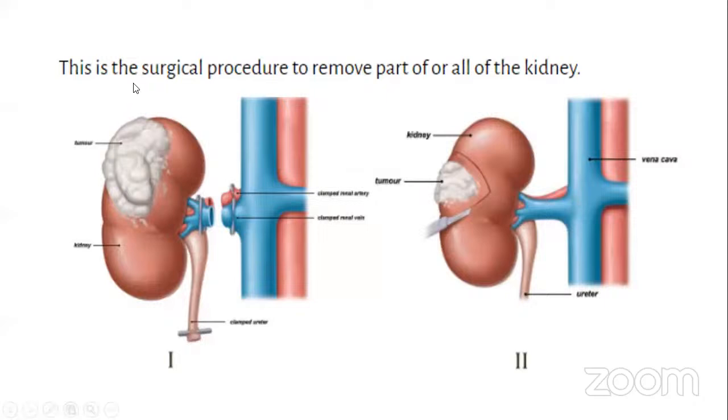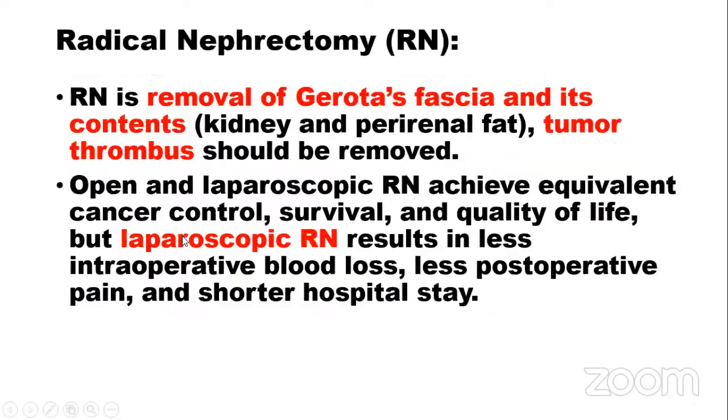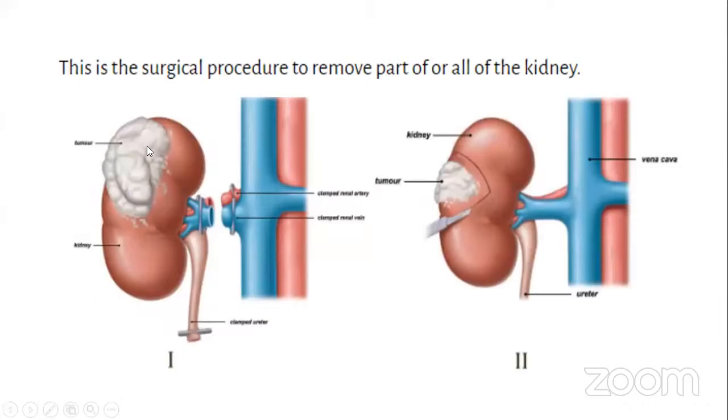The surgical procedure to remove the whole kidney is the radical nephrectomy, with Gerota's fascia. And also, as I mentioned, we will remove Gerota's fascia and the tumor thrombus. All this must be removed.